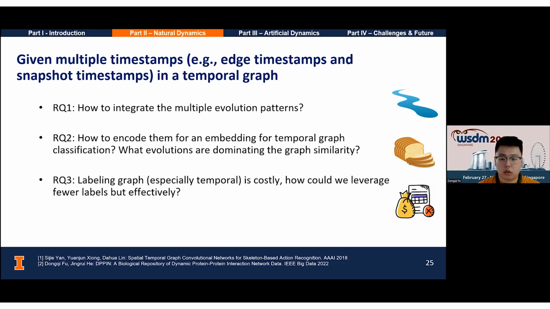To do this research, at least three questions need to be answered. First is how to integrate the multiple evolution patterns, that is, multiple time steps. The second research question is how could we encode them into an embedding for the temporal graphs such that we can do the classification. The third research question is that labeling graphs is usually costly, especially for time-evolving graphs. So how could we leverage fewer labels, but use them effectively?